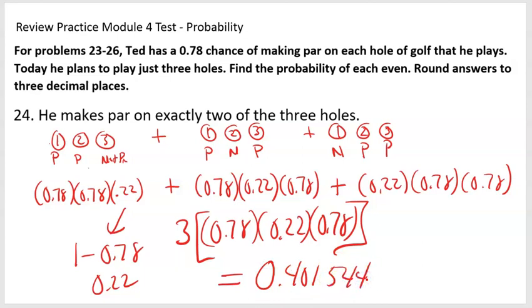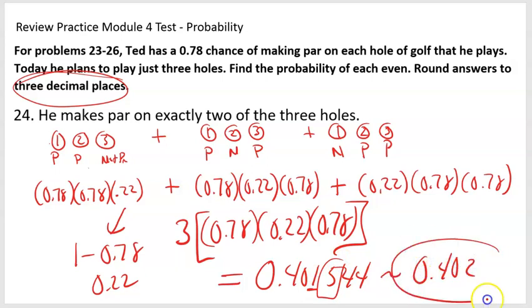0.401544. Now that's what showed up on my cell phone. I'm not even using a calculator. And I was told to round to 3 decimal places. Doesn't it say that? Yes, round to 3 decimal places. This is my third decimal place. Again, directly to the right is a 5. So this is approximately 0.402, or 402 thousandths.